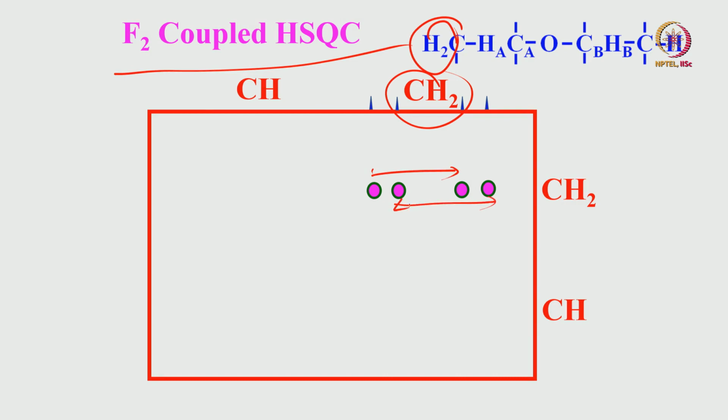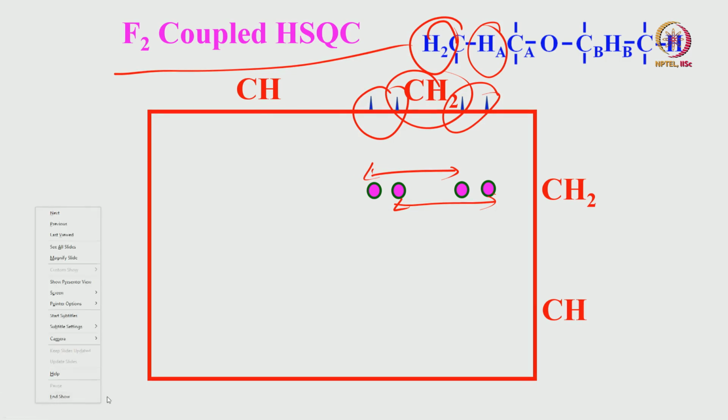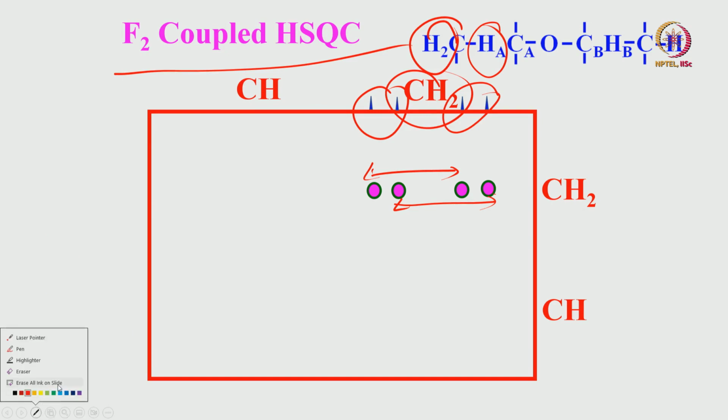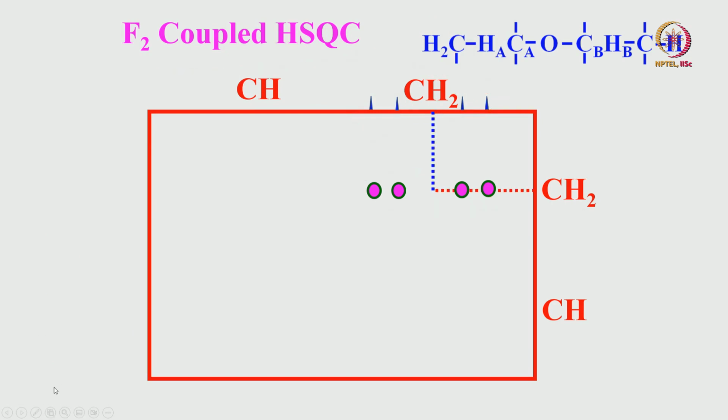Either of them, whether you measure from this peak to this peak or this peak to this peak, is a 1 bond carbon proton coupling. Each of these satellites in the proton spectrum is a doublet. Why? Because it is coupled to this proton. So, CH2 appears in the F2 coupled HSQC as a doublet of doublets, and the large doublet separation corresponds to carbon proton coupling and the small doublet separation corresponds to HH coupling.